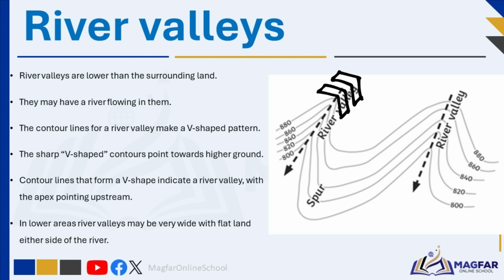The V of the contour line always points up the valley. The sharp V-shaped contours point towards higher ground. Contour lines that form a V-shape indicate a river valley, with the apex pointing upstream.